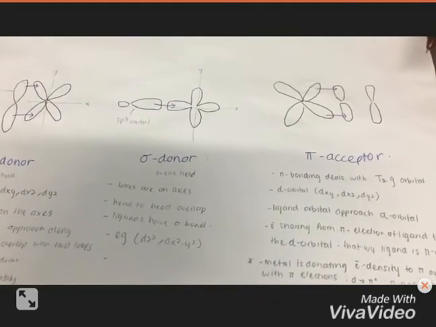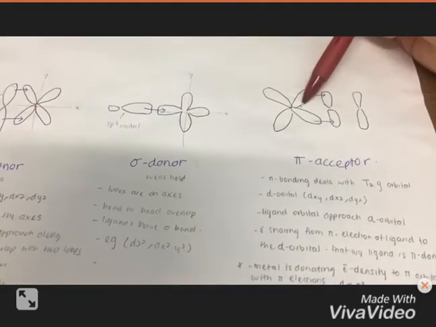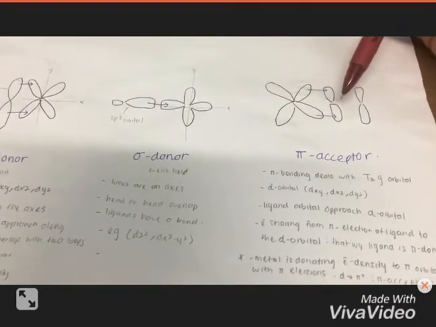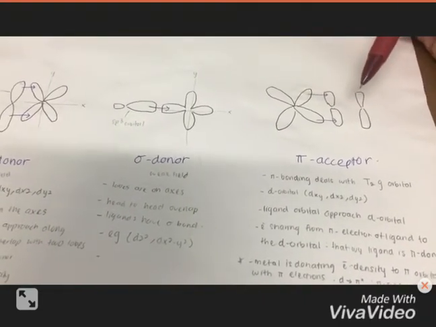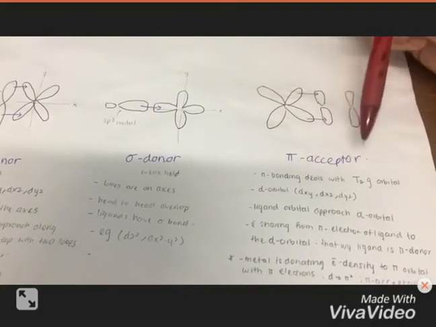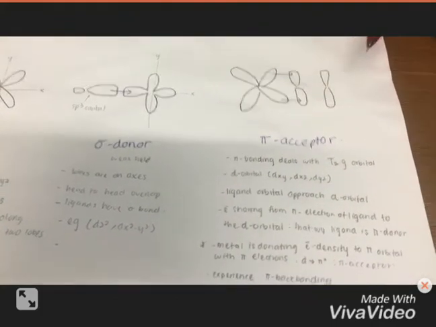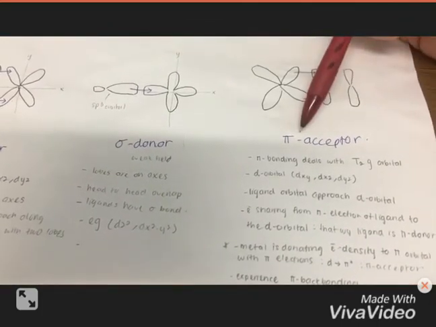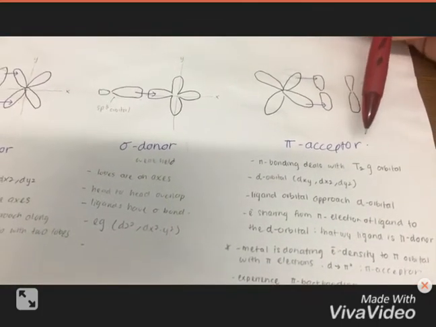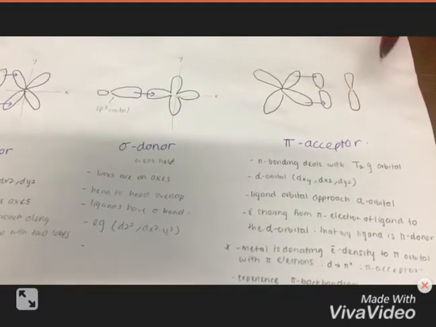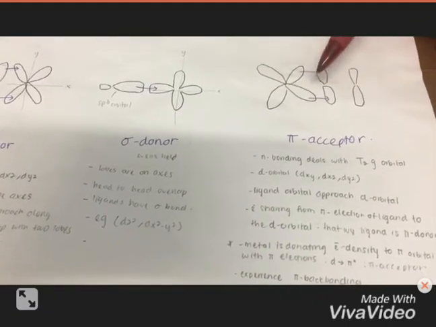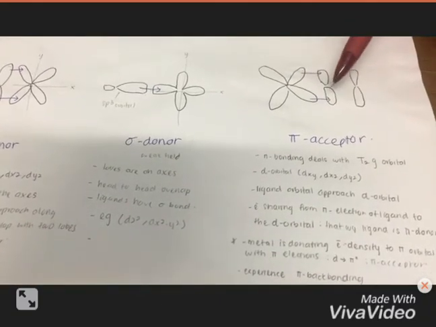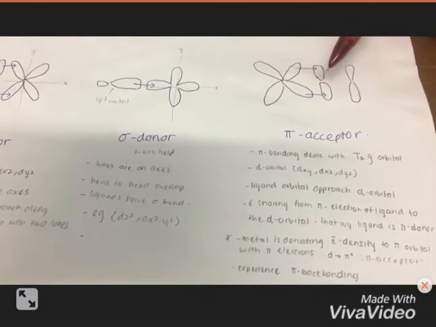For pi acceptor, it is the metal that is donating electron density to the pi orbital with pi electrons. This is what we call a pi acceptor. It experiences pi back bonding. The pi acceptor deals with t2g orbitals. Ligand orbitals approach the d orbitals, with electron sharing from the pi electrons of the ligand to the d orbital.